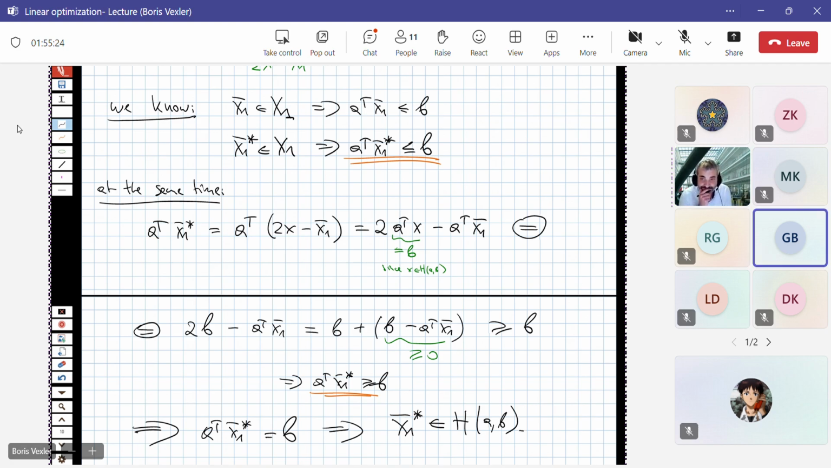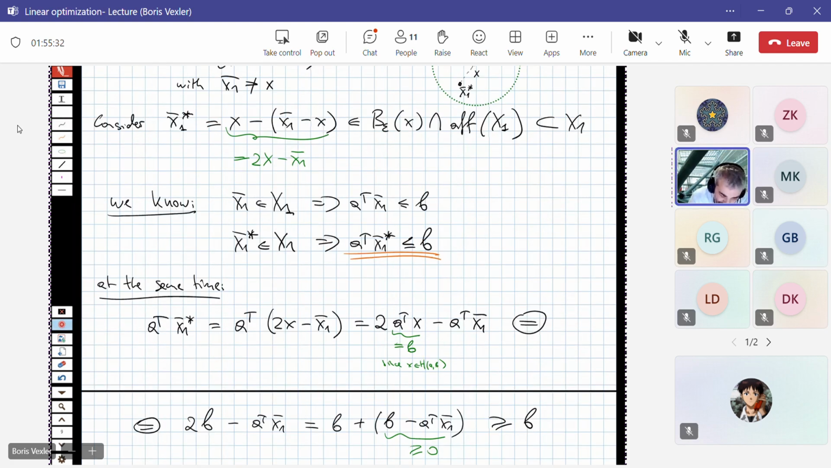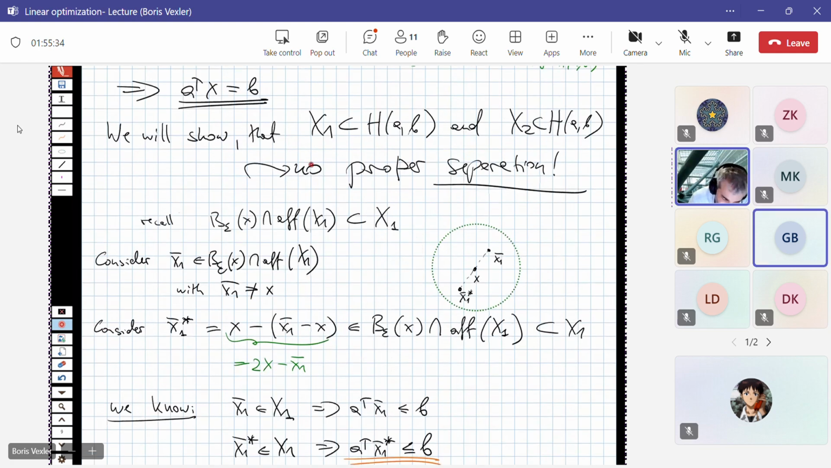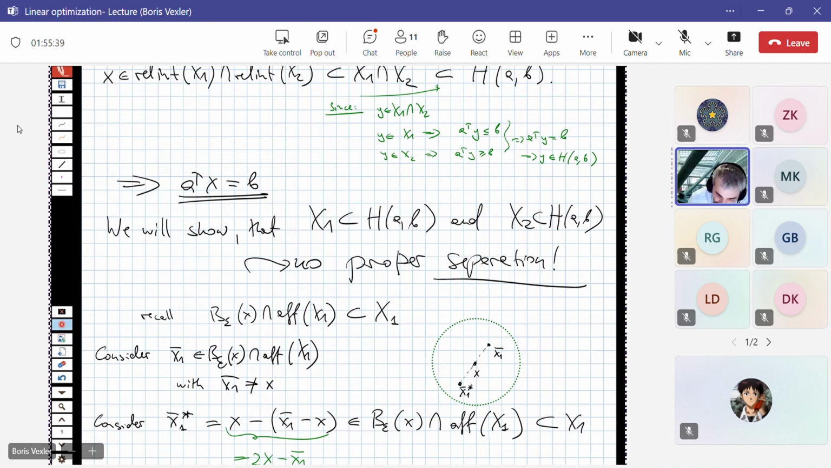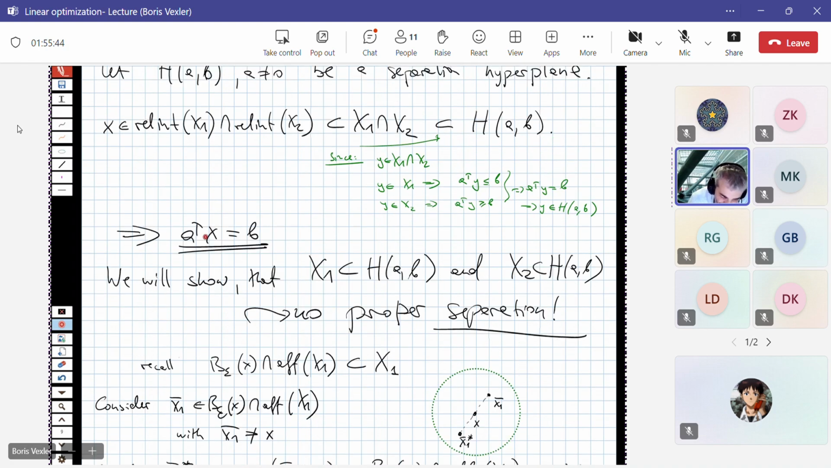So previously we already showed the contradiction, right? That no proper separation will exist. We would like to prove this. We would like to prove that X1 and X2, yes, we are formalizing this. We do not know it so far. So far, we only know that x is on the hyperplane, this point x. And now we would like to prove that the whole X1 and the whole X2 are in the hyperplane, so they have no proper separation. So this is the formal proof.